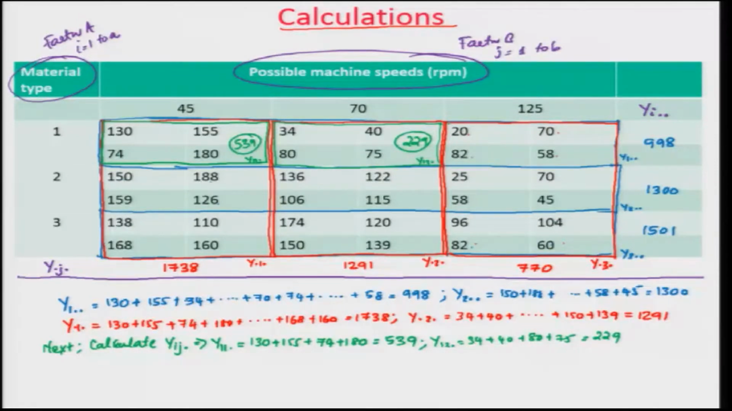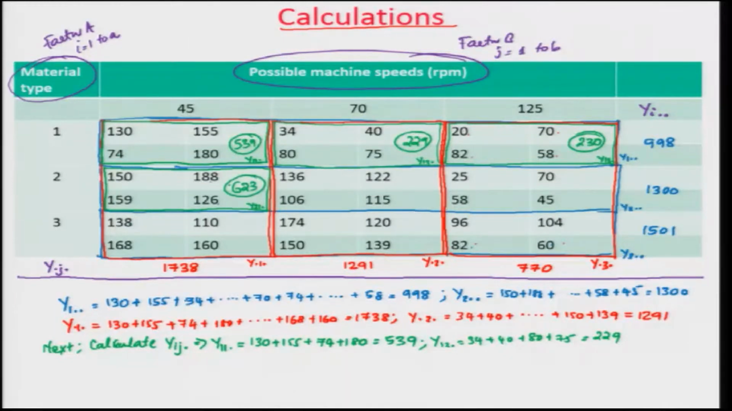Then the third one that we are going to calculate here is y 1 3 dot. That value will come to 230 in this case, which is the sum of these four values. Then comes the next cell, which we call y 2 1 dot, and the sum of these values all put together gives you 623.